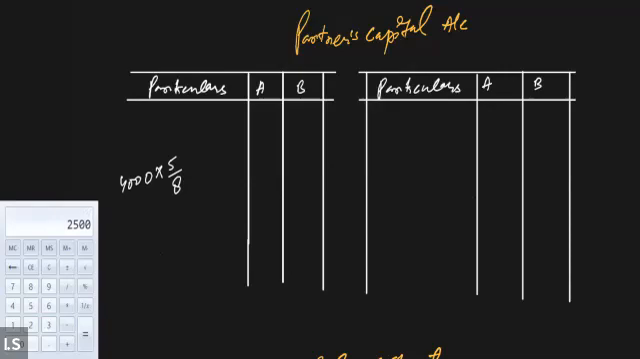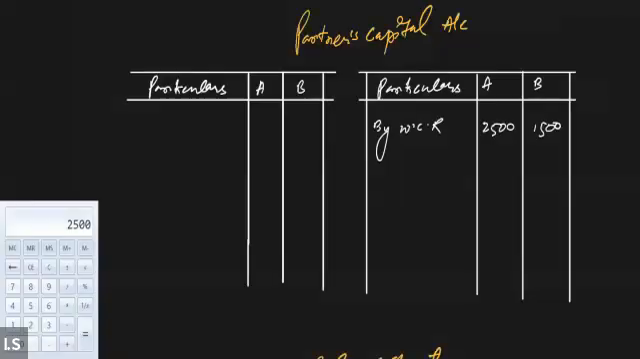So A's account will be credited by workman compensation reserve by 2,500 and 1,500. Got it? Is this clear, everyone? Yes.